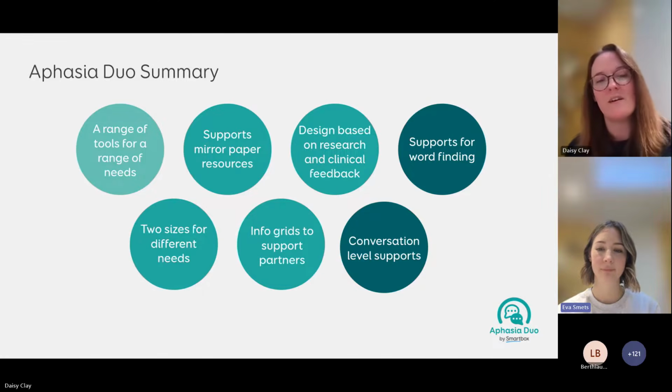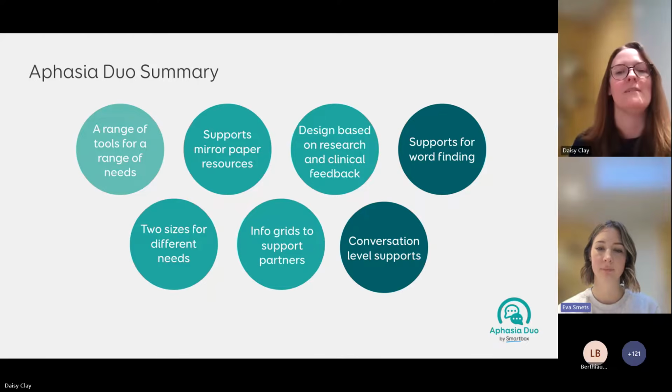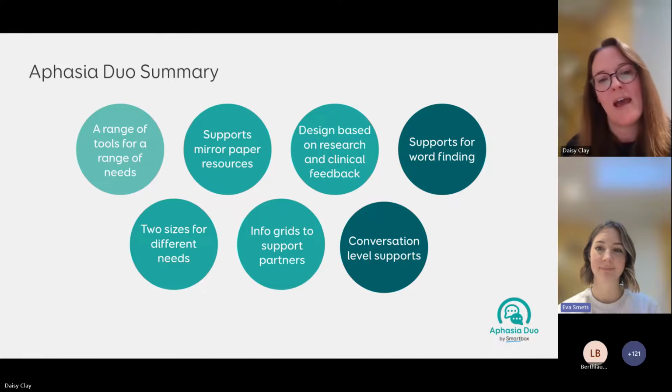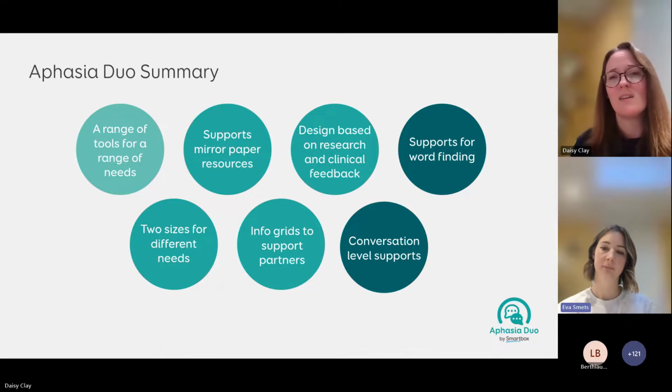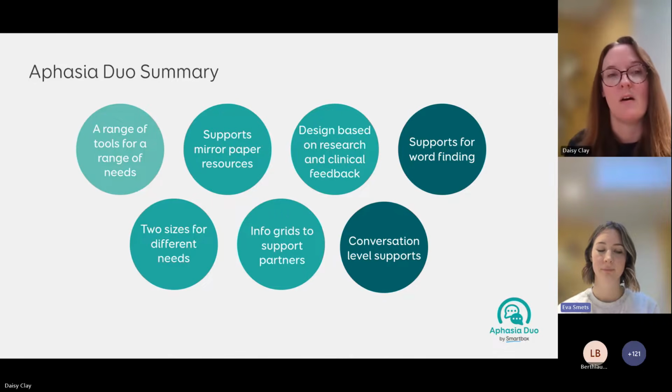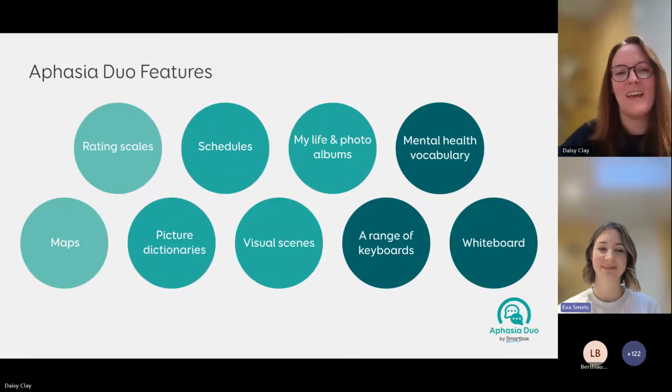We've got supports for word finding, but we've also got conversation level supports, because conversation is so important for relationships and connection. And then we've got 2 sizes for different needs, and we recognise that people with aphasia have got such a wide range of needs to try and cater for those. And then we've got those information grids to support communication partners throughout, wherever they are in the grid set. So they can always just get a little bit more information without having to necessarily refer to the full manual, although we do have those as well. So yeah, just highlighting some of those key features that we've got.